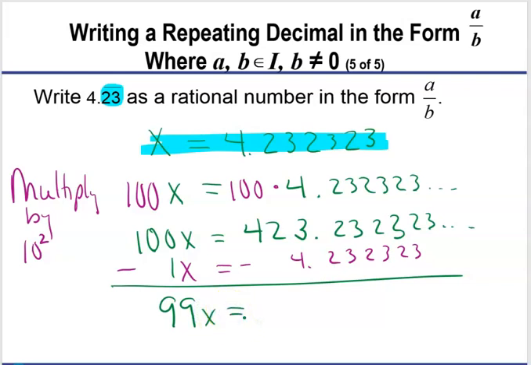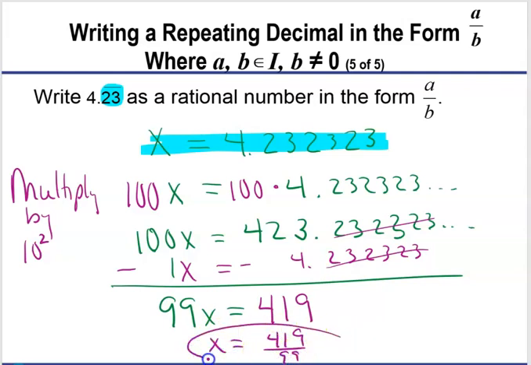On the right, well, first of all, let's just look at the decimal part. That cancels with that. 423 minus 4 is 419. Now what do I say? x is equal to 419/99. That is that decimal in fraction form. You could even type that in your calculator to prove it to yourself. So 419 divided by 99 gives me 4.2323232323. So you can be satisfied when you do it.